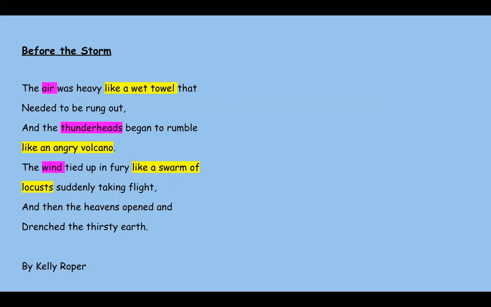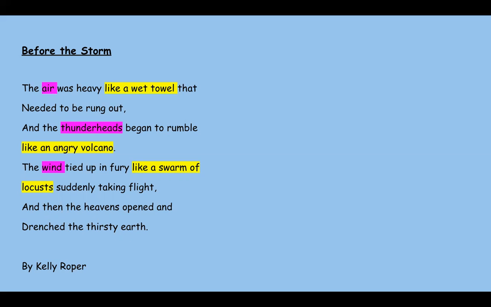Here is an example of a poem using similes. Before the storm. The air was heavy like a wet towel that needed to be wrung out, and the thunderheads began to rumble like an angry volcano. The wind tied up in fury like a swarm of locusts suddenly taking flight. And then the heavens opened and drenched the thirsty earth.